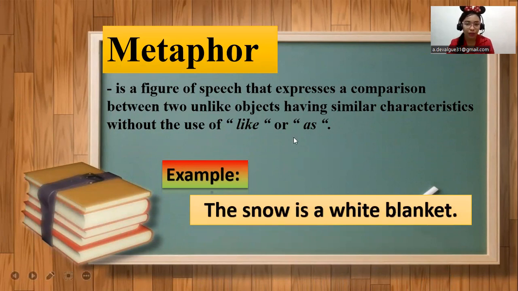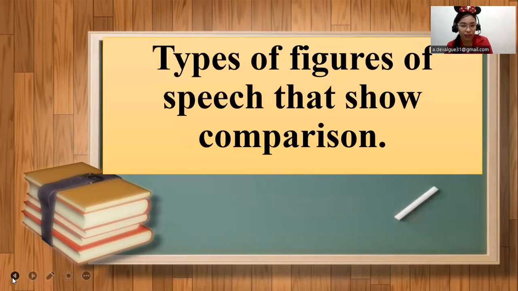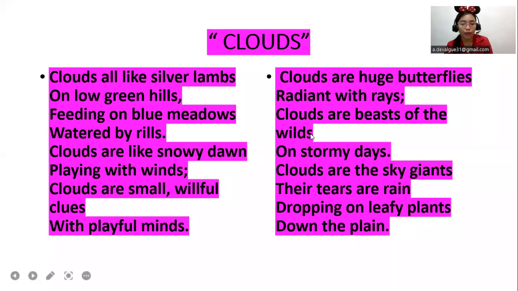The snow is a white blanket, so it is a metaphor because it is direct. It does not use like or as. And aside from that, it compares two different things, the snow and the white blanket. The color of snow, of course, is white, same with the white blanket. And snow can also cover things, same with the blanket. So let's take a look here. Can you identify a line here that uses metaphor as a figure of speech? Okay, very good. Clouds are huge butterflies.